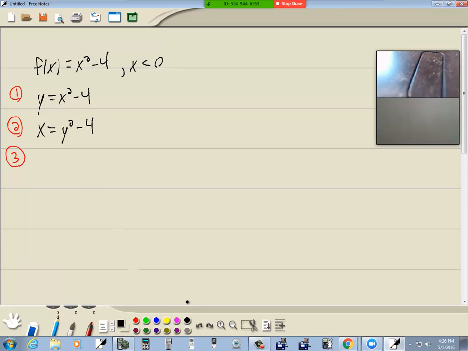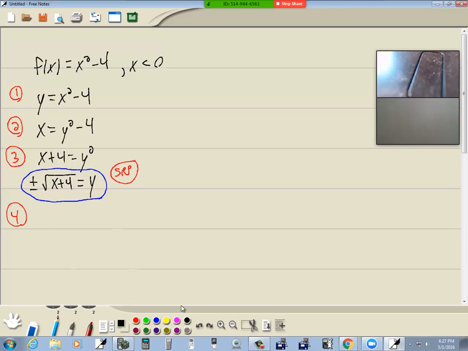And then step 3 is to solve for y. So we want to get y by itself. First off, I take the negative 4 over. So we got x plus 4 is equal to y squared. Now we have our square root property. Square root property says if you got something squared equal to something else, you drop your squared, and you put a plus or minus square root around the other side. Now, we're going to really focus on this line right here in a minute, but I'll come back to that.